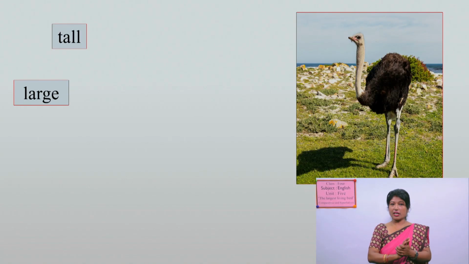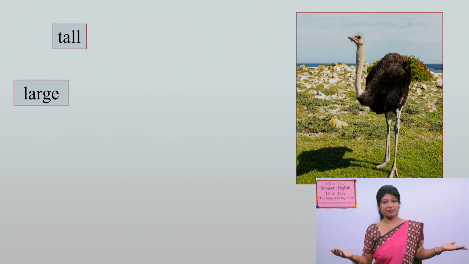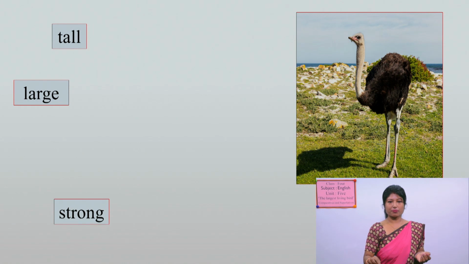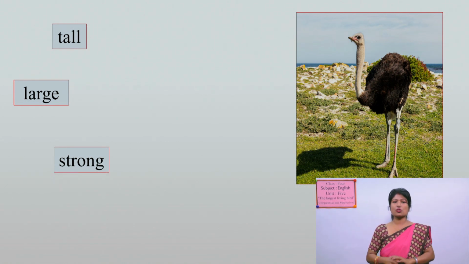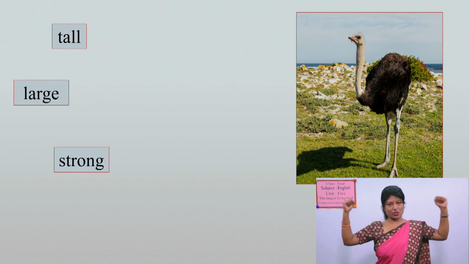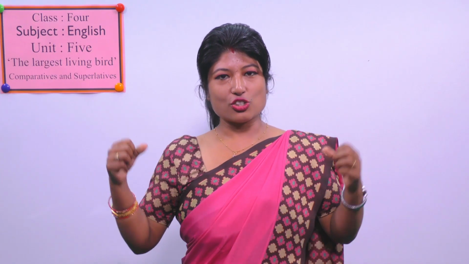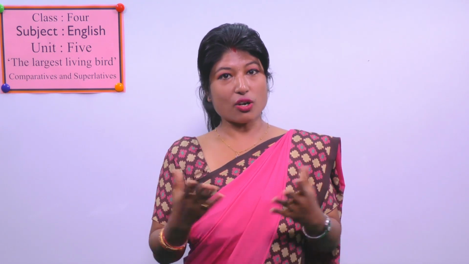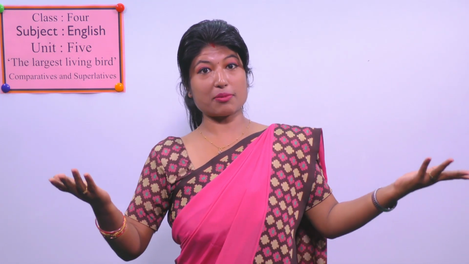Next one, large. We have done it, though I would like to remind you. The comparative form of large is larger, and the superlative form is the largest. Next word, strong. How do you use it in comparative form? Stronger, yes. Strong, stronger, the strongest, right? Strongest, सबभन्दा बलियो. Strong is already बलियो. Stronger, त्योभन्दा बलियो. Strongest, सबभन्दा बलियो.